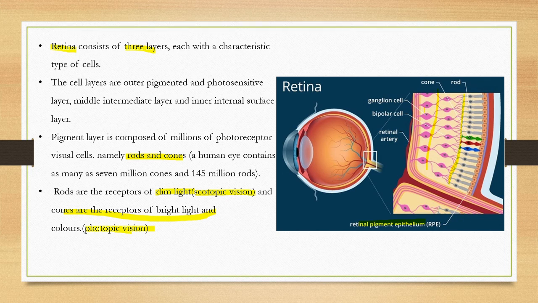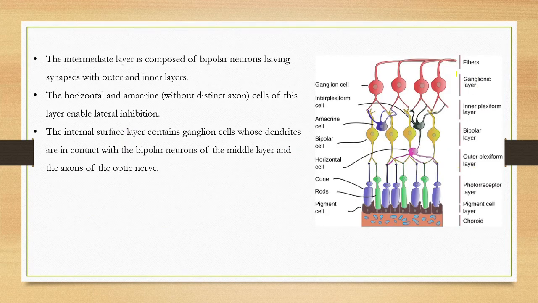So rods and cone cells are present in the pigmented layer because there are two pigments called rhodopsin and iodopsin. That's why it's called a pigmented layer. So this is the outermost layer, that is the pigmented layer, this one. And this is the choroid. Just behind the choroid is the pigmented layer.